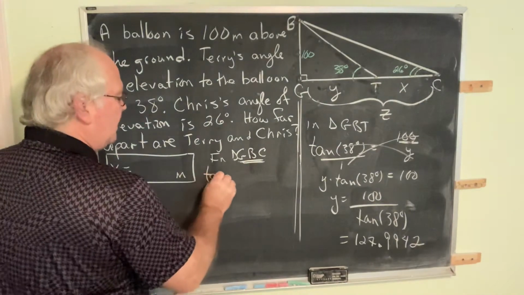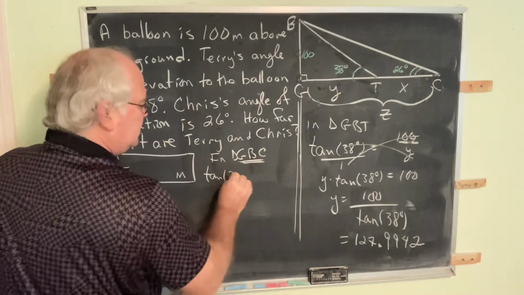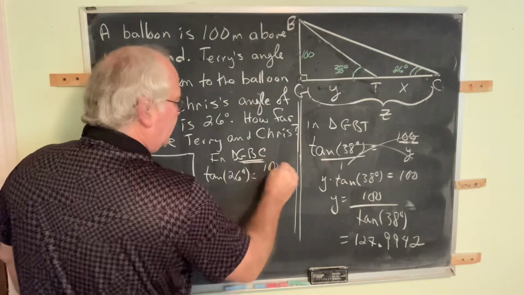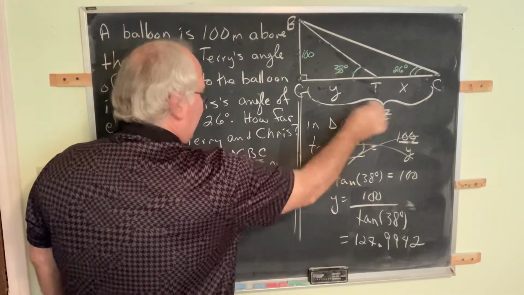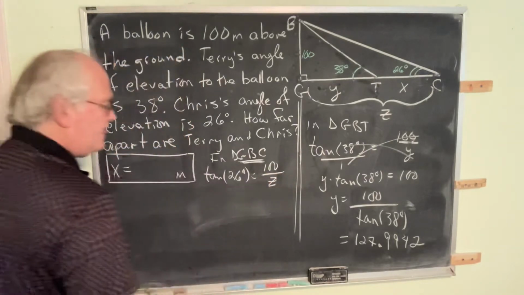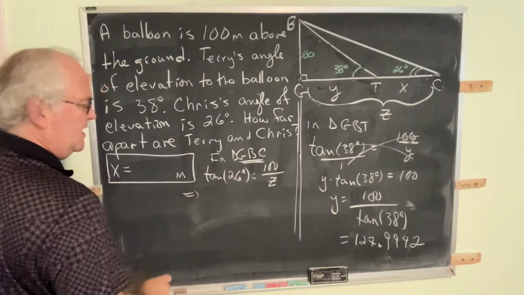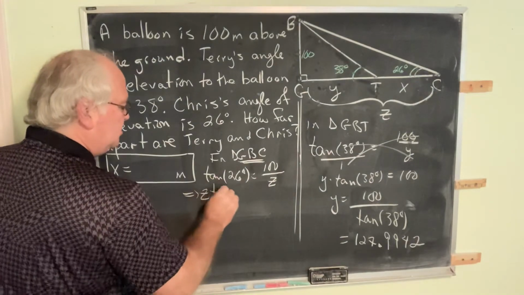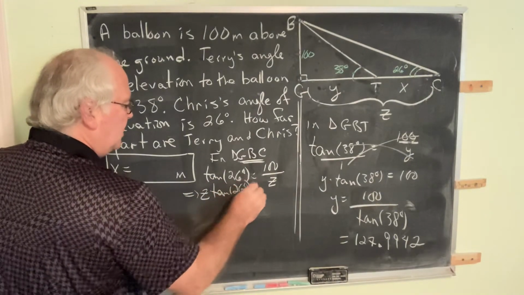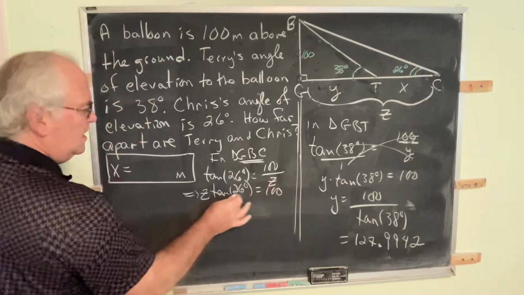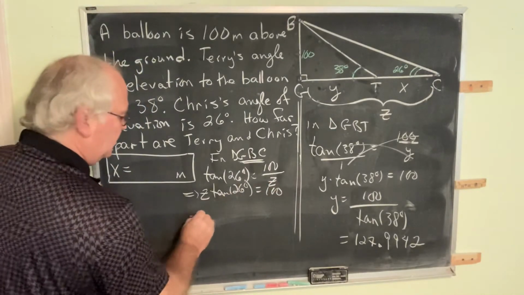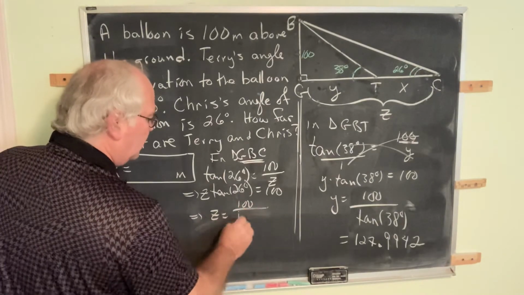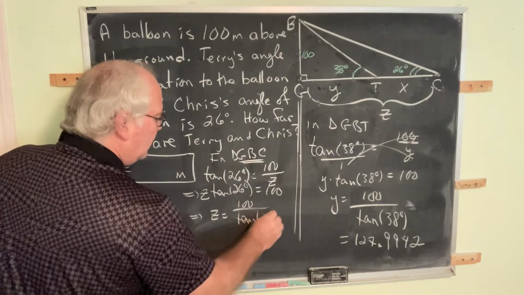So in this case, we have tangent of that angle, 26 degrees, is equal to side opposite, still 100, but now the adjacent side is all of z. Again, cross multiply, set equal, and solve. So we have z times tangent 26 degrees is equal to 100. Divide both sides by tangent 26 degrees. So z is now equal to 100 over tangent 26 degrees.